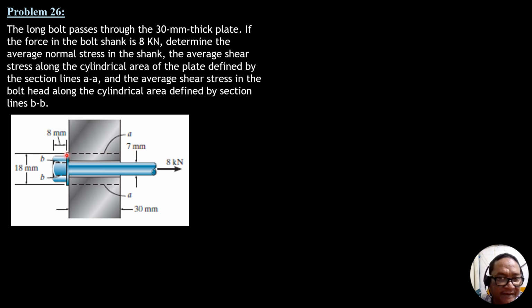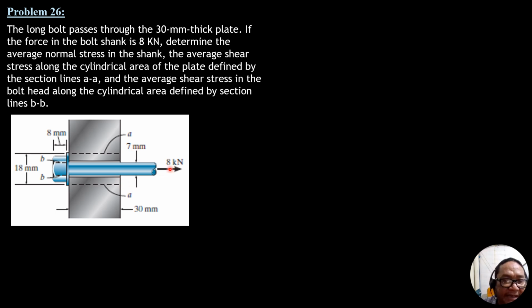So this is the figure. These are lines AA for computing the shear stress here, which is like punching shear stress, and line BB, which is for computing the shear stress in the bolt head. And the diameter of this bolt head, since section BB is aligned with the diameter of the bolt shank, is also 7 mm.